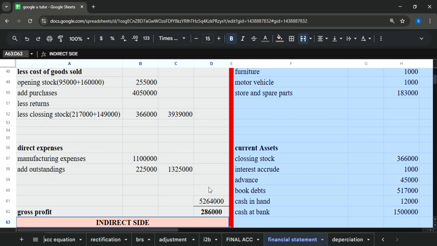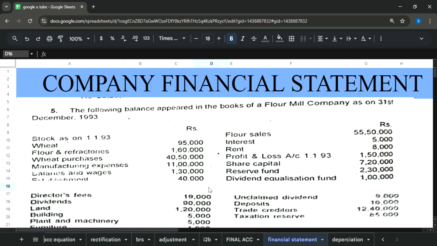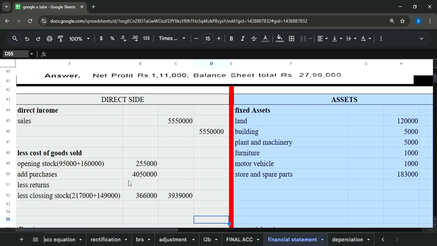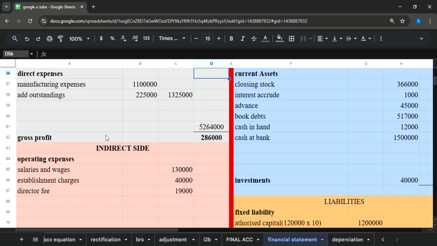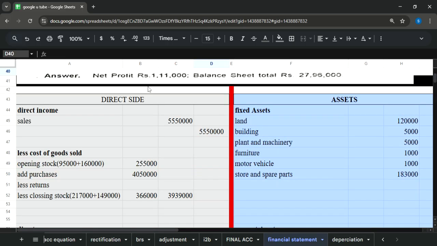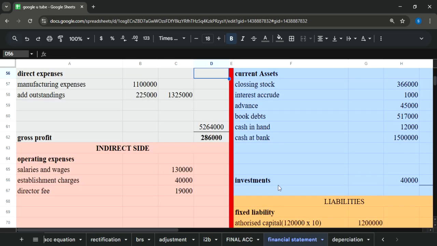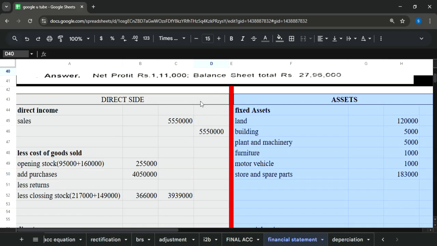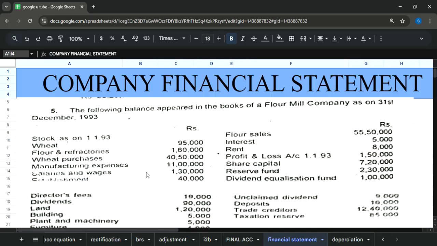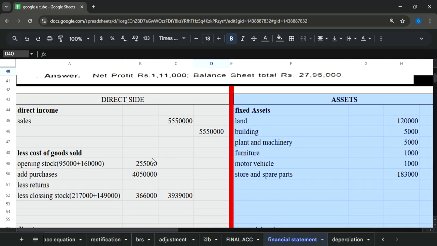So what we are getting is a little bit scary. We'll have to see again. Amount of manufacturing expenses 11 lakh, and this would have to be checked out. 11 lakh is okay, and outstanding 225,000, this is okay as well. 95,000, 160,000. Purchases 4,050,000. This will have to be seen. 160 and 95,000. This would also be checked out.